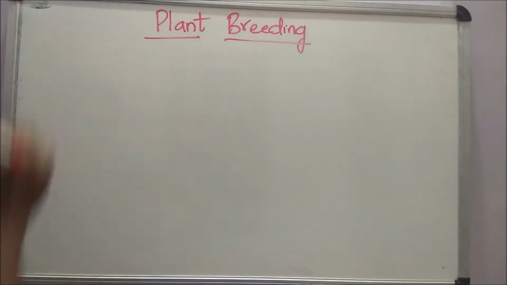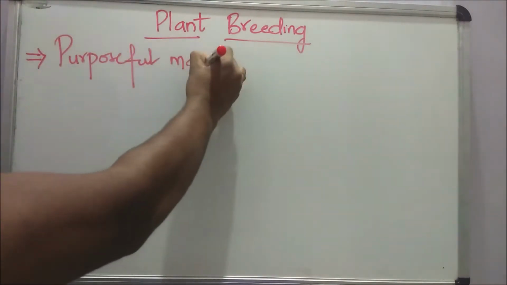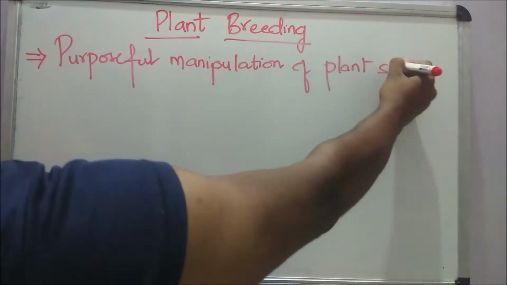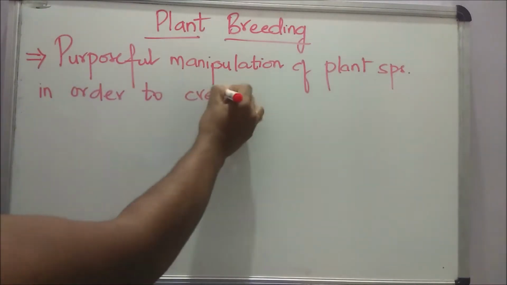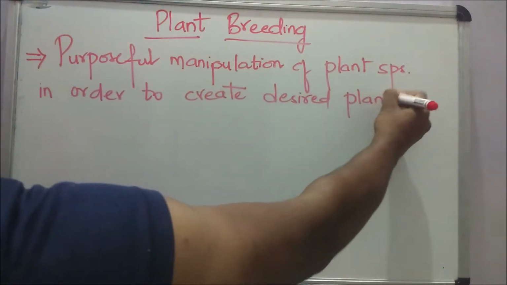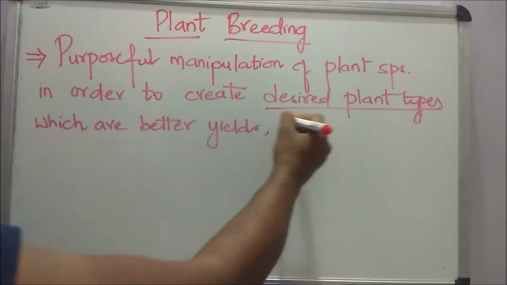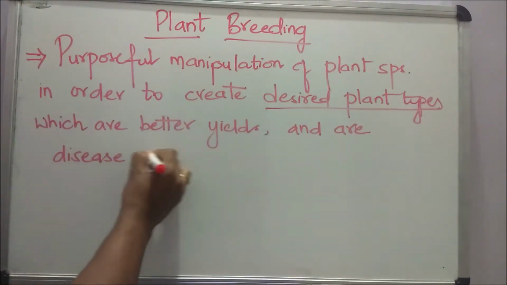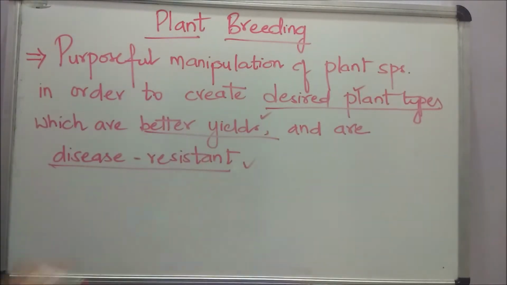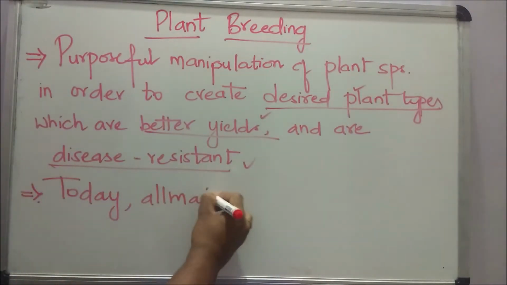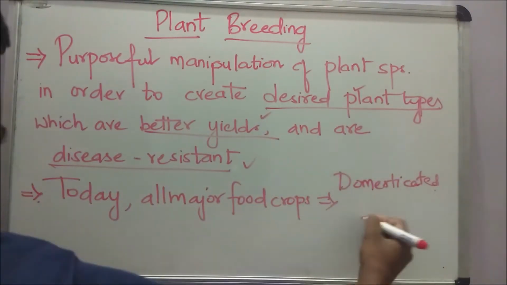What is plant breeding? It is the purposeful manipulation of plant species in order to create desired plant types which are better suited for cultivation, give better yields and are also disease resistant. Today, all our major food crops are derived from domesticated varieties.